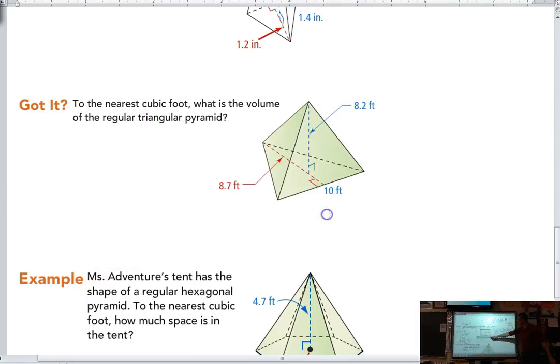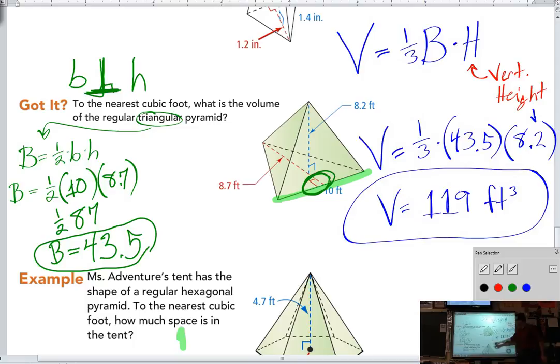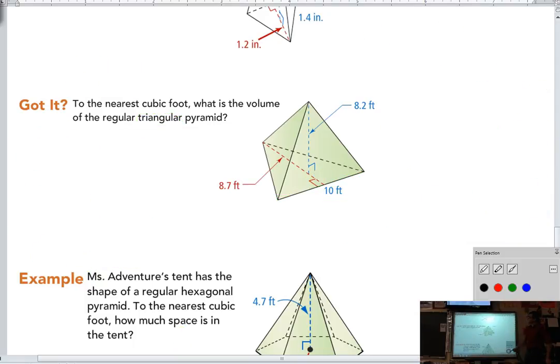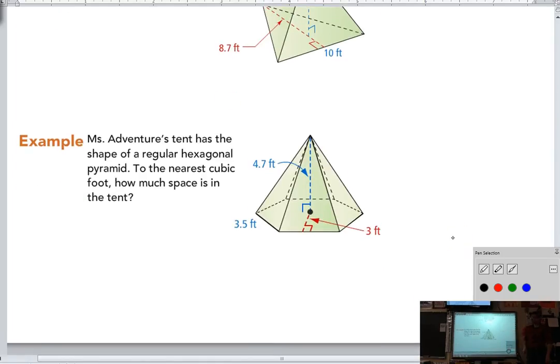All right, let's do one more of these. Misadventures tent. Misadventure. I know, it's a play on words. Her tent is a hexagonal tent. We had one like this in Boy Scouts. We called it the camel because it looked like a giant brown camel hump. It was huge.